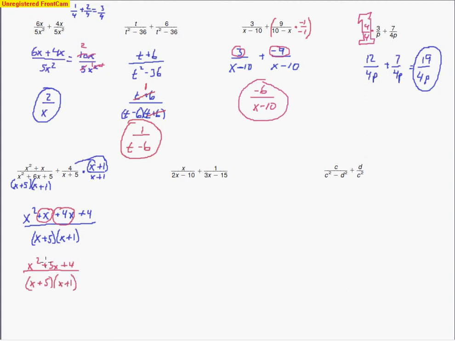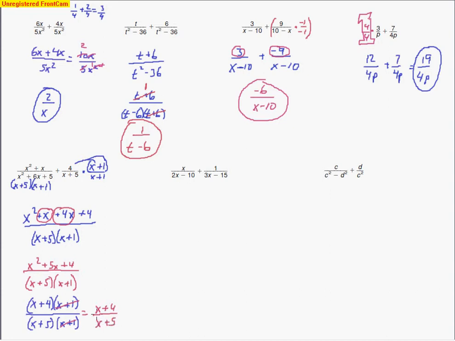So now we can factor that trinomial. And so the way it's going to factor is two binomials. So it's going to be an x plus 4 multiplied by an x plus 1. And then down below that, we still have those two factors of x plus 5 and x plus 1. So you can see how we've got a common factor of x plus 1. Now those will cancel. And so our final answer is x plus 4 all over x plus 5.